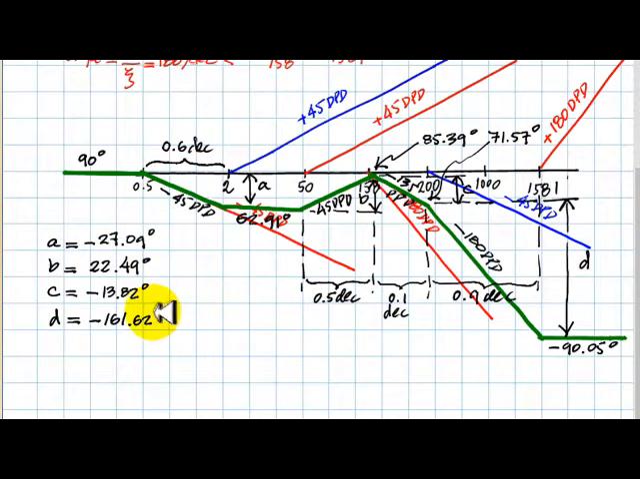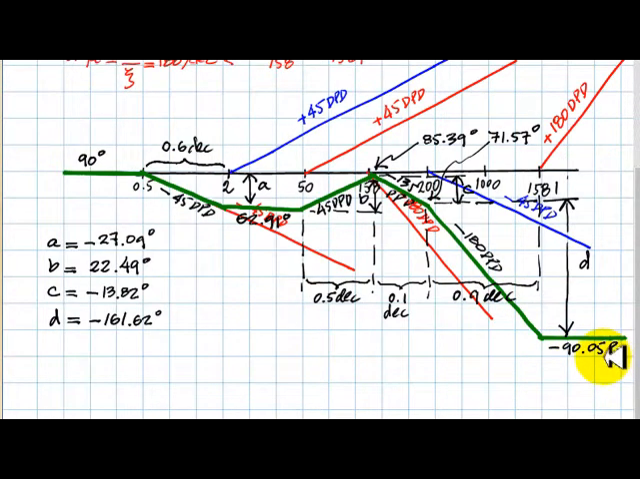With those we compute the values at each knee. Here, 8539 degrees. In this one, 7157 degrees, and finally the exit value, negative 90.05 degrees.